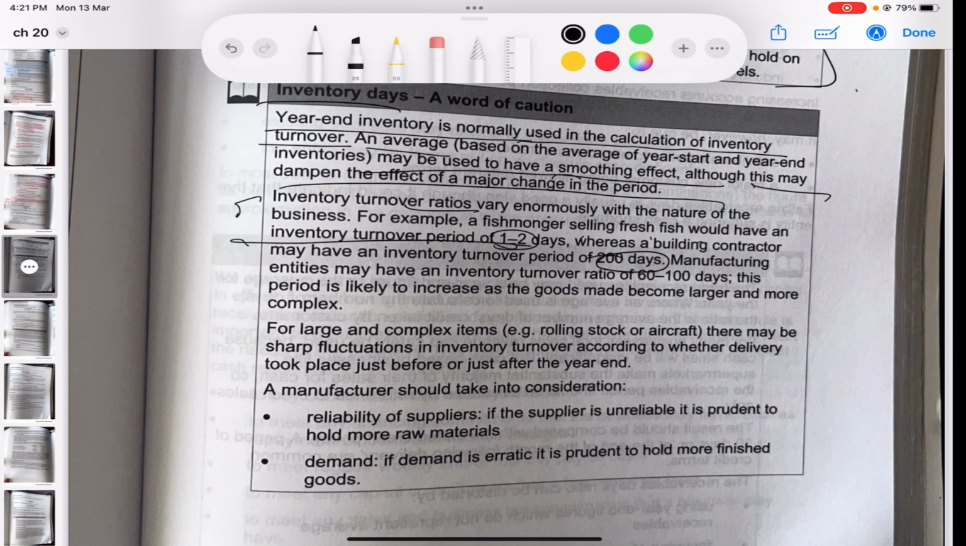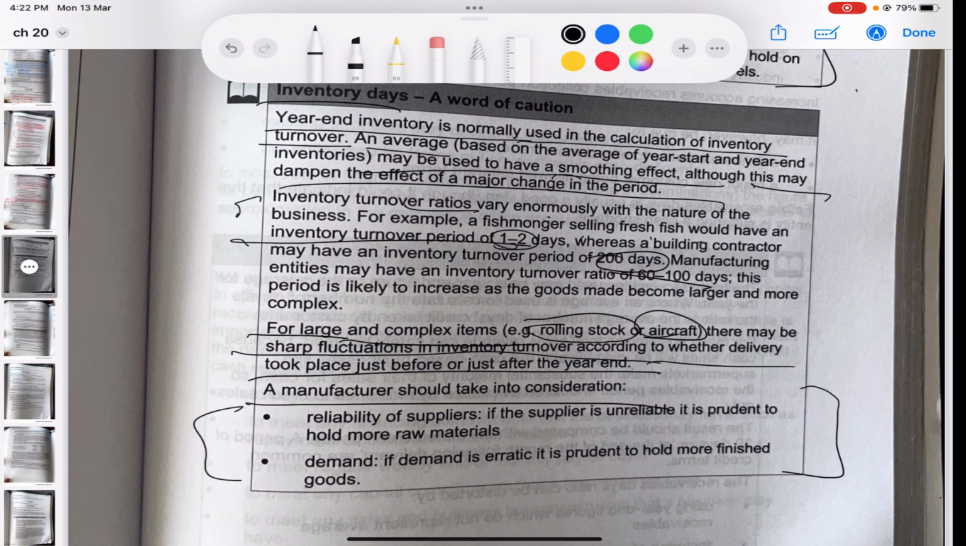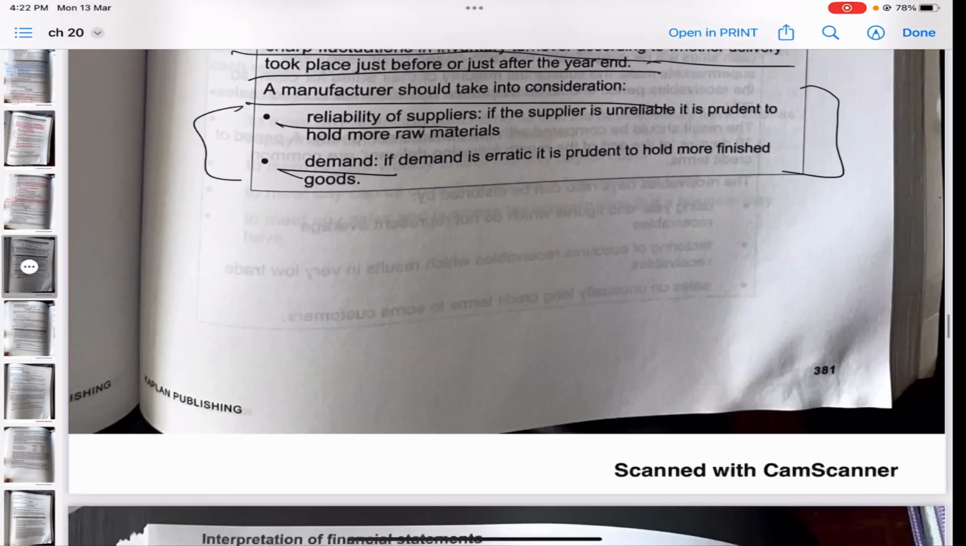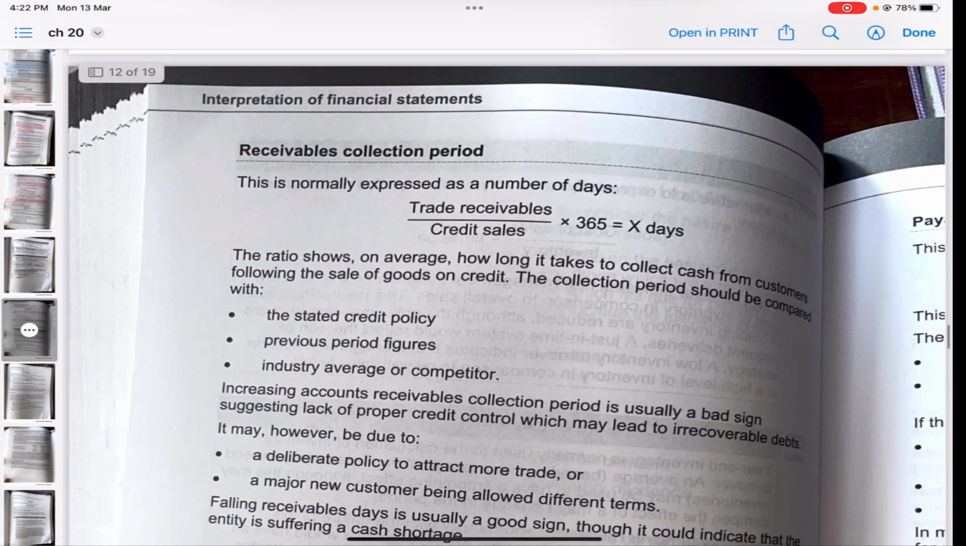Manufacturing entities may have an inventory of 60 to 100 days. So it depends, right? Every business will have a different expiry period of their products. So the inventory period will also be specific to the business. For large and complex items like rolling stock or aircraft, the sharp fluctuations in inventory according to year end, a manufacturer should take into consideration. So he needs to see whether a supplier is reliable or not. Demand. Is there demand for my goods in the market or not?